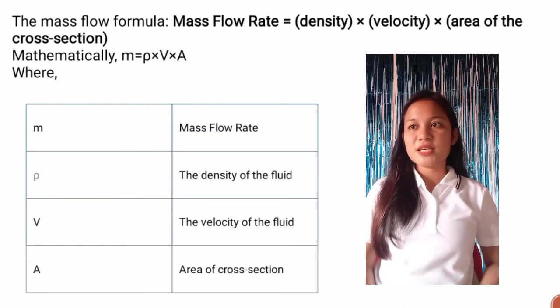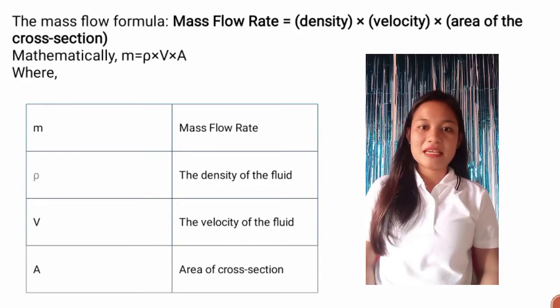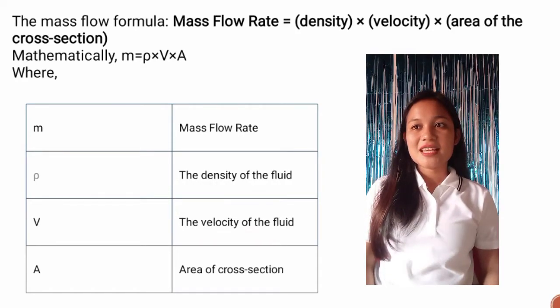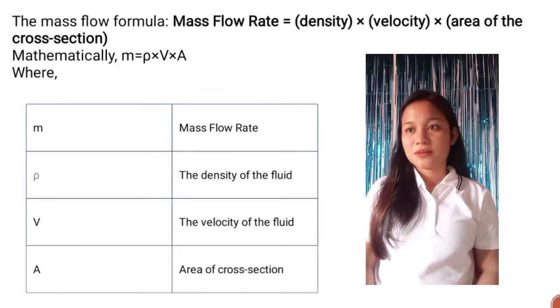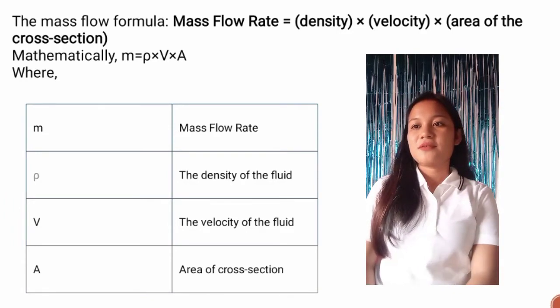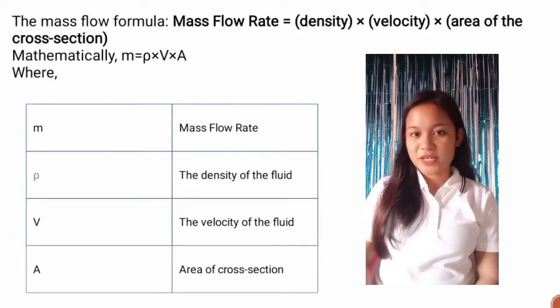The mass flow formula. Mass flow rate is equal to density times velocity times area of the cross-section. In mathematical equation, M is equal to P times V times A, where M is the mass flow rate, P is the density of the fluid, V is the velocity of the fluid, and A is the area.